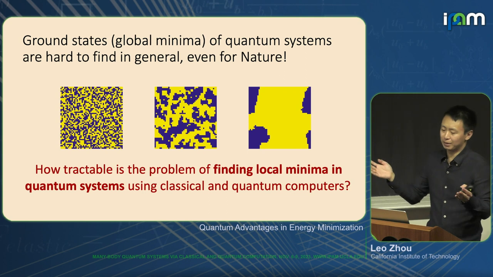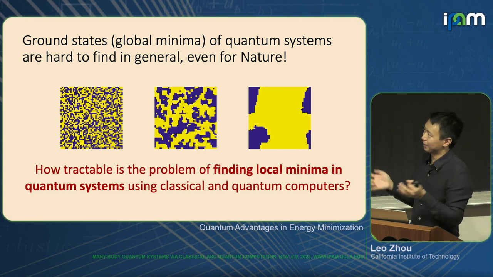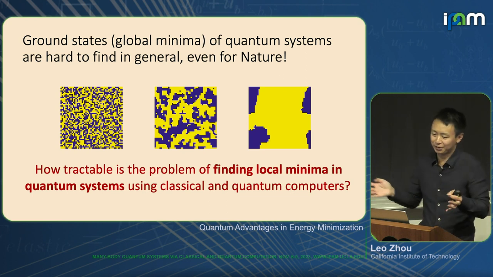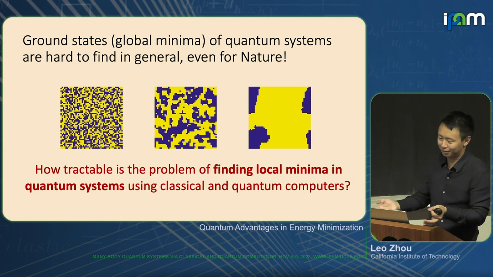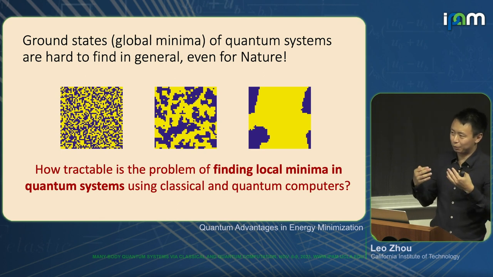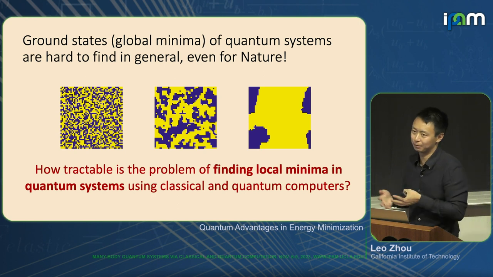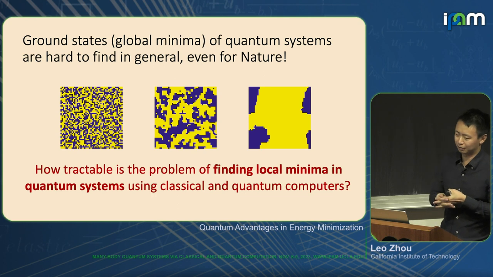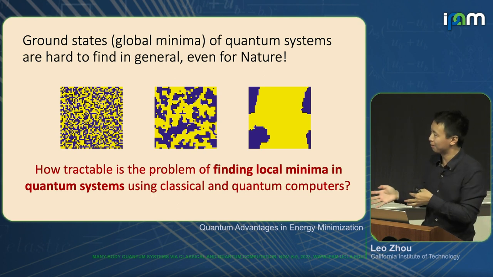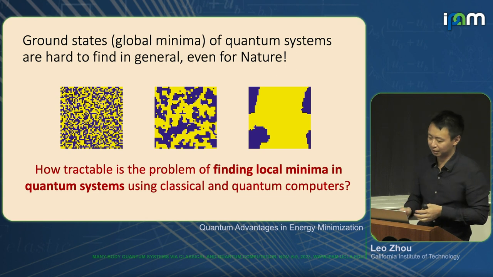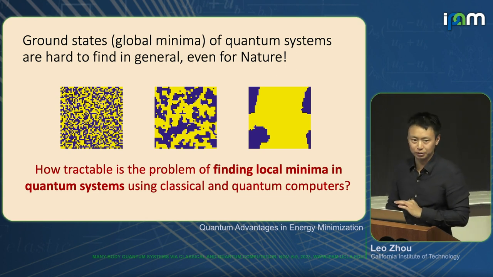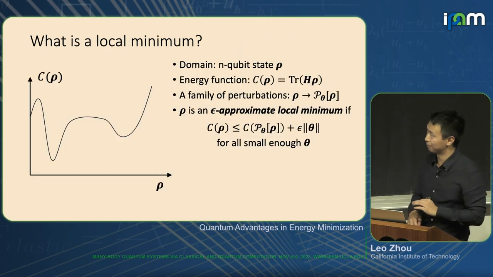So that also means that if these ground states are generally hard to find, maybe they're not really physical. We don't necessarily care about them. If nature has a hard time finding them, why would we care about them at all? Maybe the right question to ask is how hard is the problem of finding a local minimum in quantum systems? And in particular, we're interested in how tractable this problem of finding a local minimum is using classical and quantum computers. To address this question, let's first define what a local minimum is.